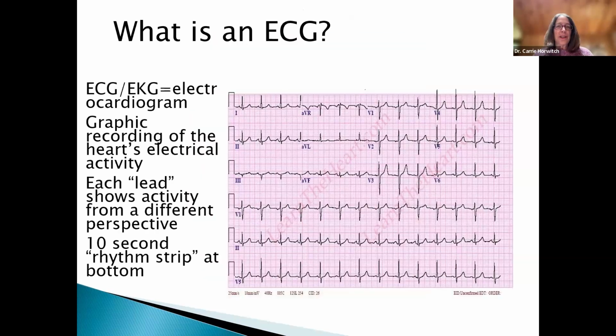So what is an EKG? An ECG or EKG, depending on how you want to abbreviate it, is an electrocardiogram, meaning it's an electrical picture of the heart shown in a graphic format. Each of the leads, so there are what are called the limb leads, that's 1, 2, 3, and then aVR, aVL, aVF, and then you have the precordial leads, which are V1 through V6. Those typically will always be on the top of the EKG. Underneath that, there is usually, for most EKGs, a 10-second rhythm strip.